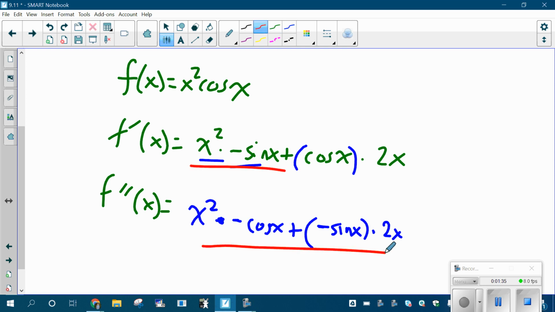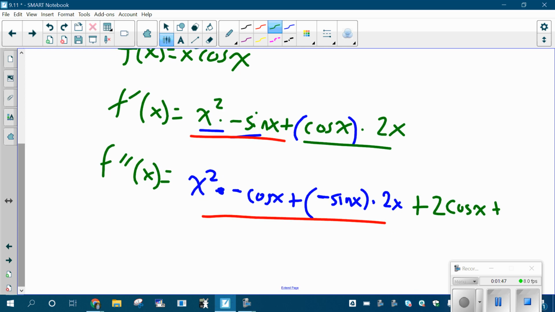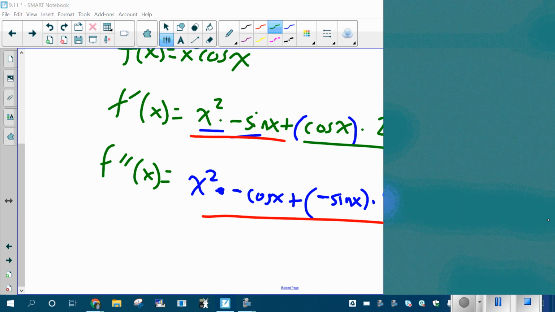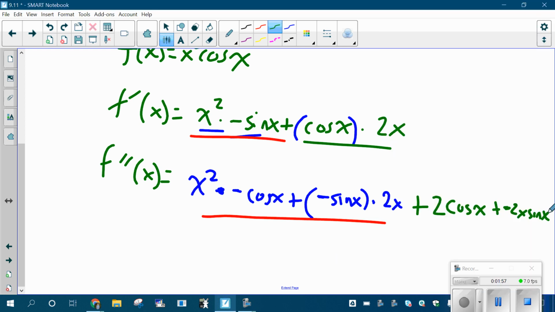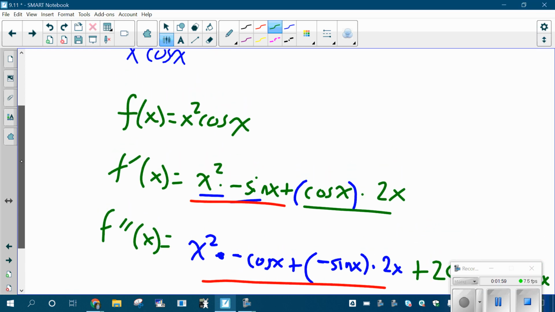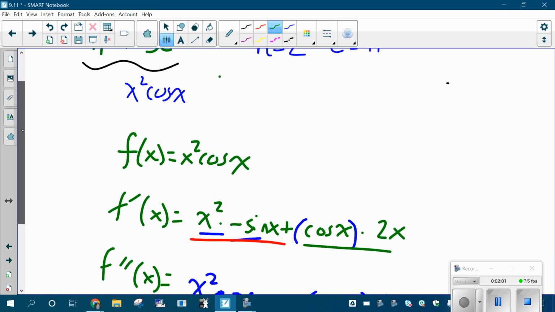And then I have to do the derivative of this part: first times derivative of the second. The derivative of 2x is 2, and I'm going to put it out front. Plus second, which is 2x, times derivative of the first. The derivative of cosine is negative sine. I'm going to put the negative over there. Oops, sorry. All right, so I have my first derivative and my second derivative.